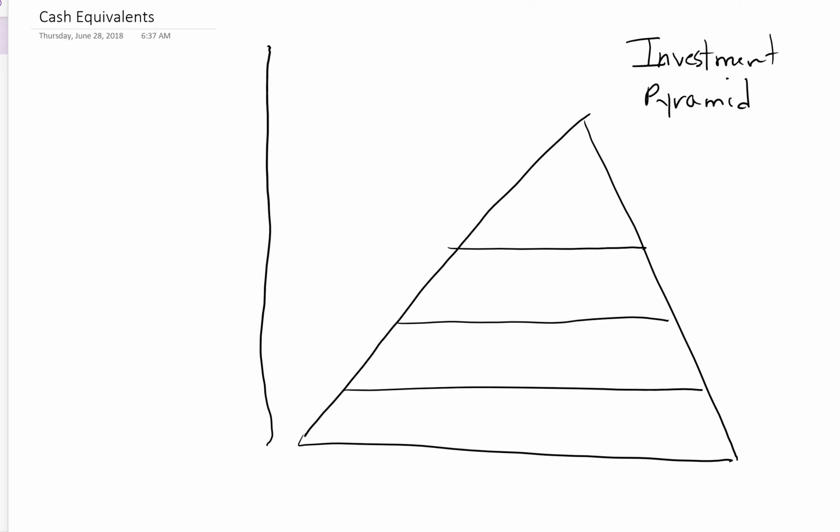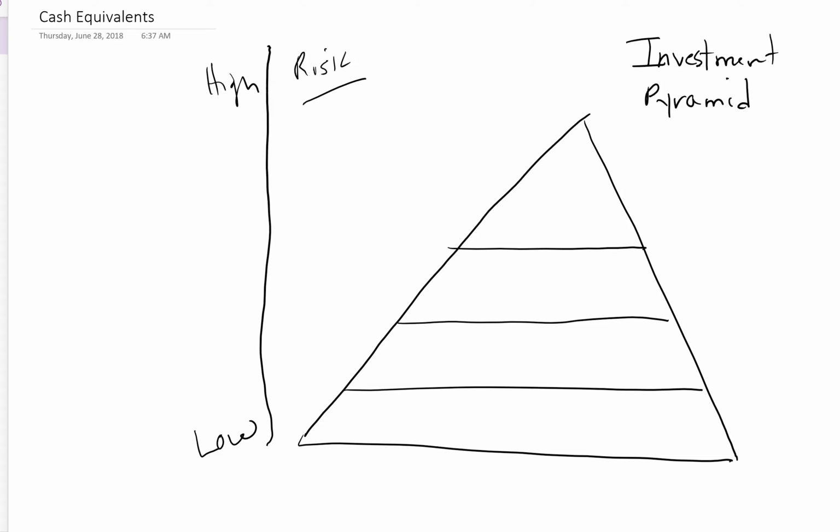I want to introduce you to the investment pyramid. So, of course, it has the pyramid shape and it has four different levels. And on the left-hand side, it has what I'll call a risk continuum. So over here, this is our measure of risk. So up here would be high risk, and down here would be very low, no risk.